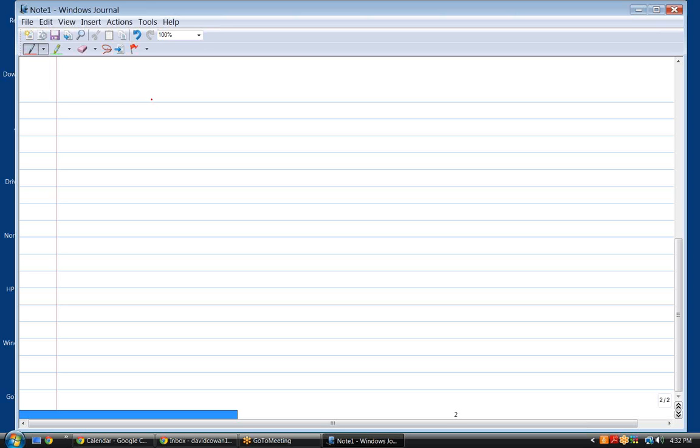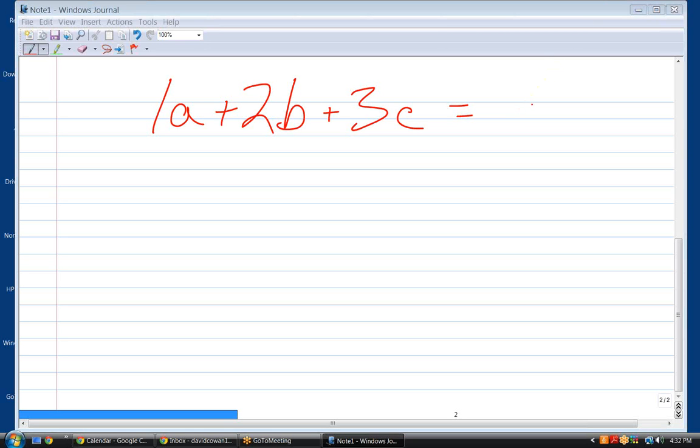Okay, so I think it was 1a plus 2b plus 3c equals... I don't remember what it was, but. Okay, if it's a number, we can't solve that. If I put in any number I want there, we have 1 equation and 3 variables.